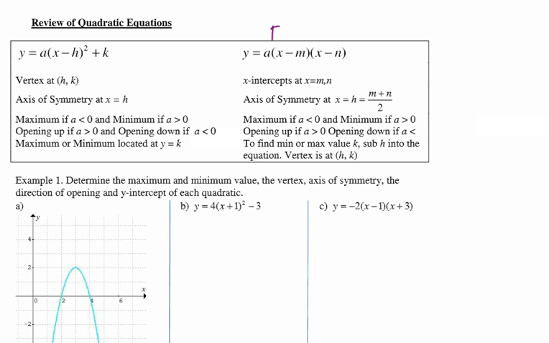This is called factored form. Factored form is beneficial in that you can see your x-intercepts. And then this is called standard form. And the benefit of standard form is you can see your vertex. So just to review, what does a quadratic actually even look like? What are we dealing with?